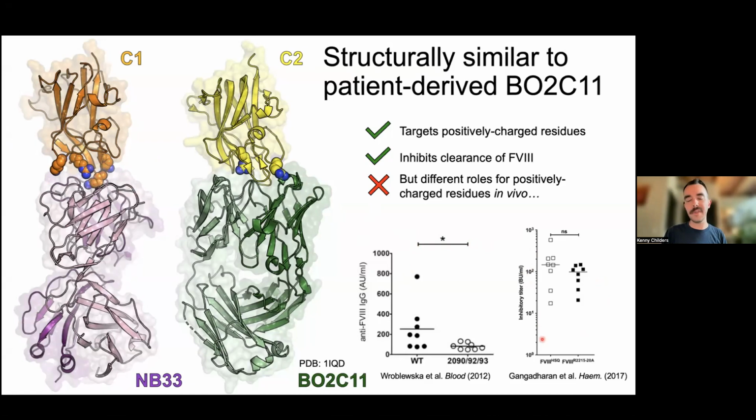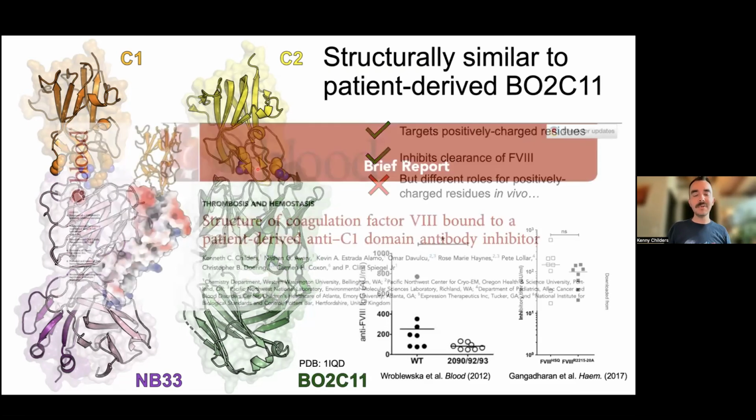Previous research has shown that when we knock out the residues in the C2 domain, there is no difference in the immune response. So it's just with the C1 domain. Apparently, what we're seeing so far is that when we knock out those arginine and lysine residues, we can reduce the immune response to factor VIII. So it's intriguing to think about these two different antibodies that bind to similar places with a similar mechanism, but these residues themselves have different roles in the immune response to factor VIII.